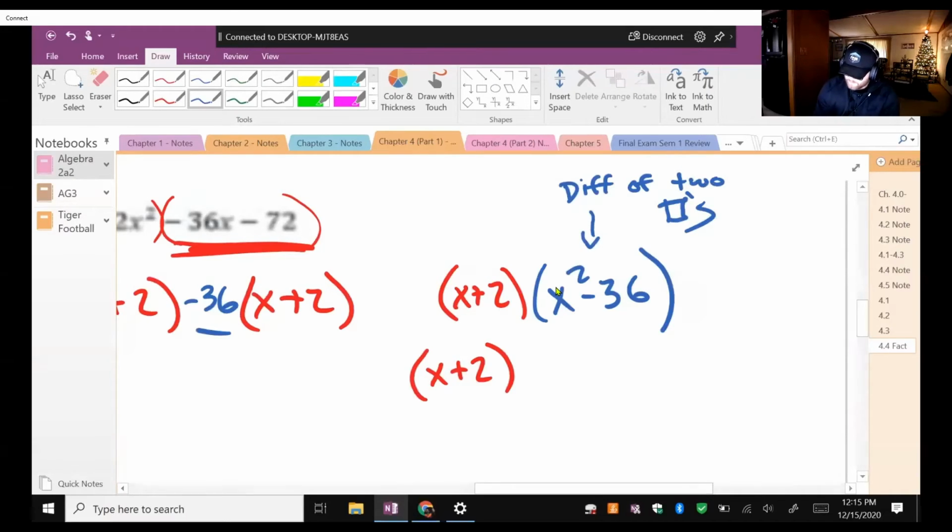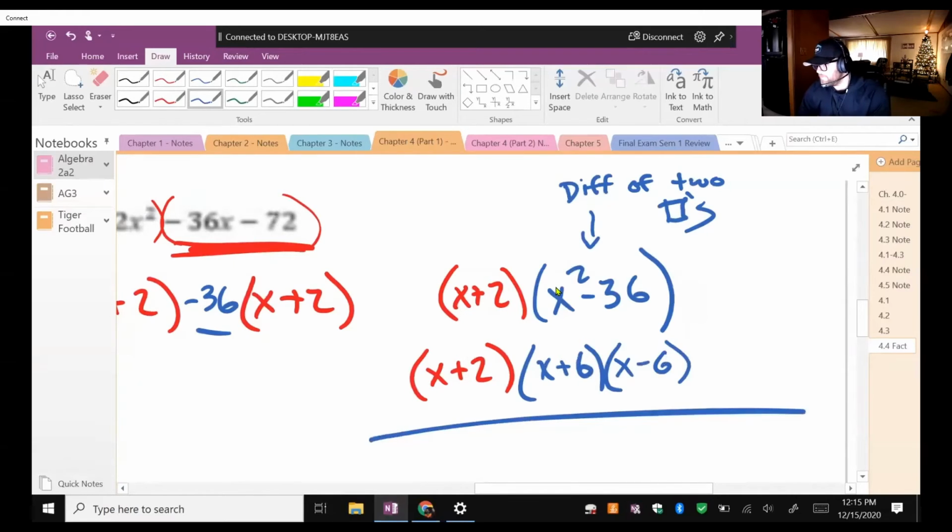Okay, so here's the deal. Remember, this factors to x plus 6. Then what else? See how we have no middle term? So what does that mean? That means the single x's have to cancel, so it's got to be x minus 6. Okay, that is done. Factors completely. That's called difference of two squares.